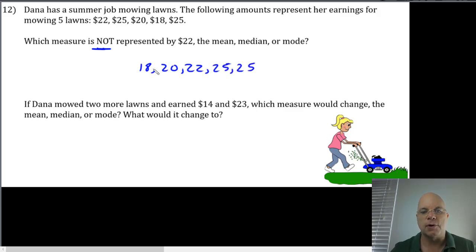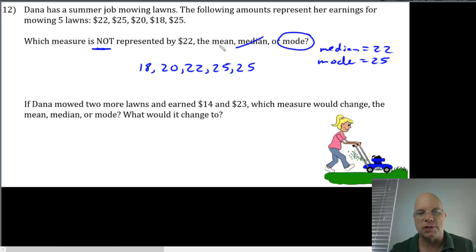I have 5 data points in this set, and so the middle number is 22, so the median is 22. So it's not 22, it is 22, so the median is not the answer. The mode is 25, and that's not 22, so mode is actually the answer here. That must mean that the mean is 22. We should probably check that just to be sure.